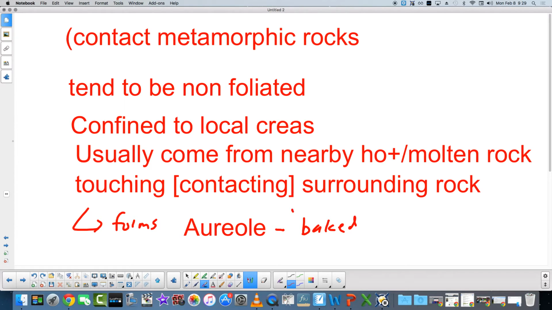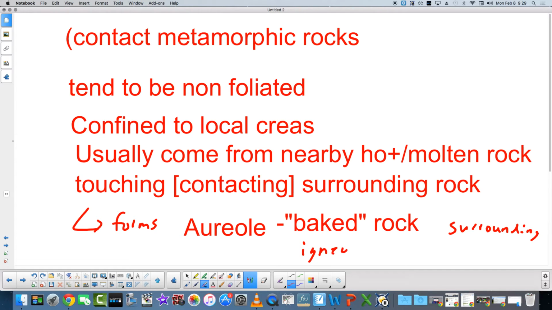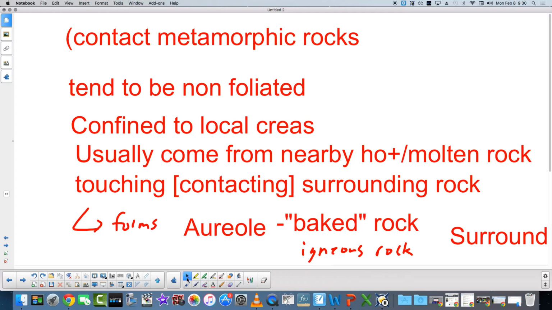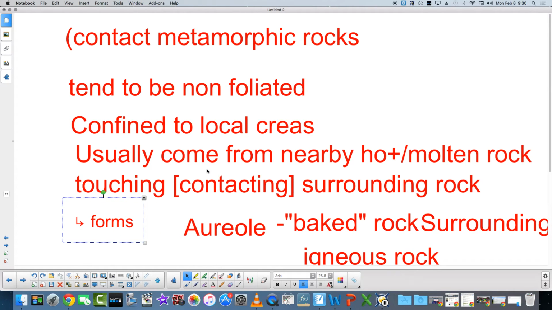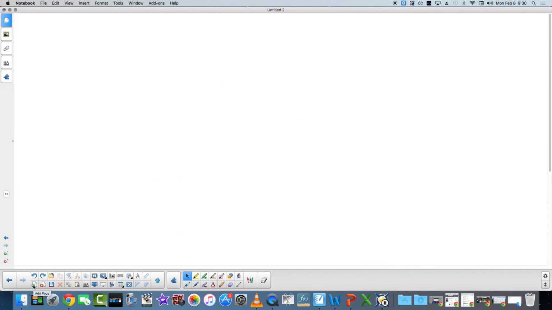Anyway, frequently with the aureole, we have baked rock surrounding igneous rock. And so the igneous rock here comes in as, say, an intrusion, intruding upon the surrounding rock layers, and it heats up the rock that it's passing through, no matter what type of rock that was, and the heat, where it doesn't melt, causes reformation, recrystallization of the minerals, and we get a contact metamorphic rock.